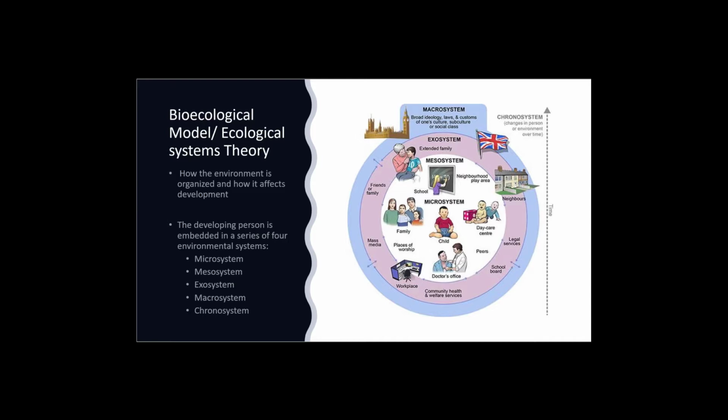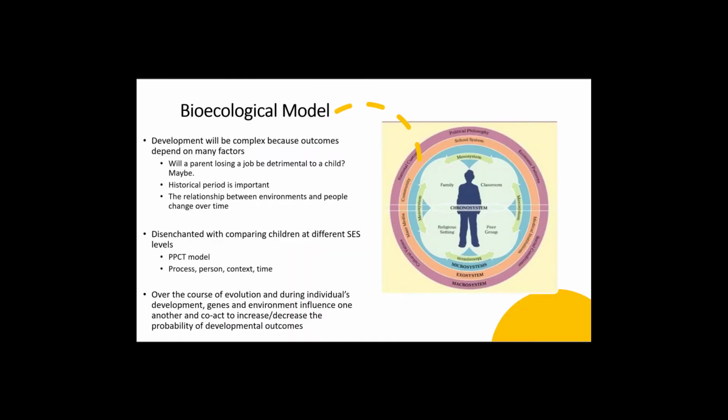And it's not just that the environment impacts the individual, it's that the individual can change these environments. It's this dynamic interactionist approach to developmental psychology. So let's look at some examples here. Development will be complex because outcomes depend on many factors. Will a parent losing a job be detrimental to a child? Maybe. Historical period is important. The relationships between environments and people change over time. So what do I mean by that?